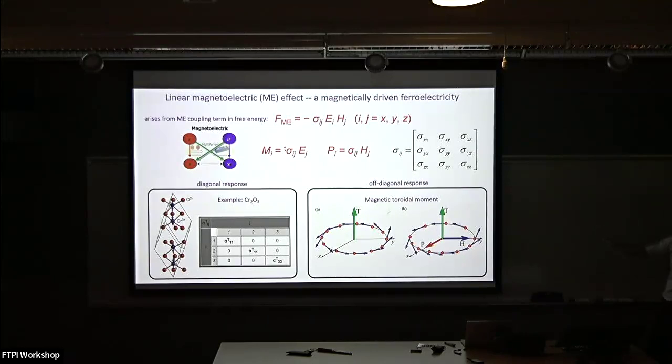Don't you need to break inversion symmetry for this to be non-zero? Yeah, good point. To be magnetoelectric, the spatial inversion symmetry needs to be broken by the magnetic structure, not the lattice structure. Right. Yeah.